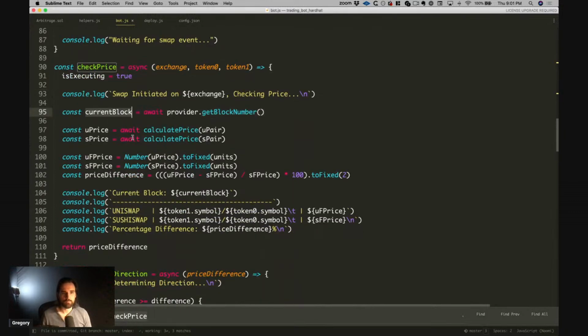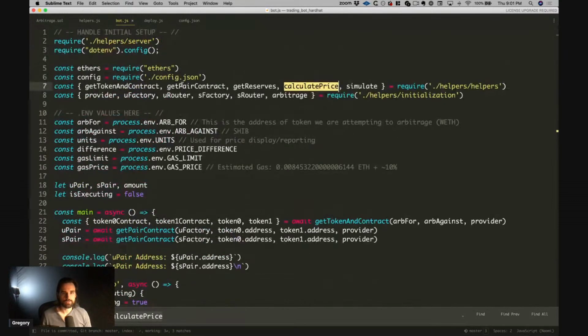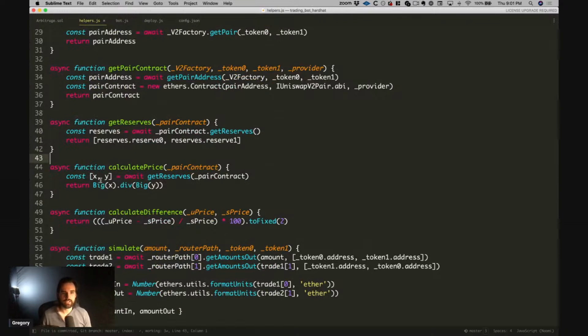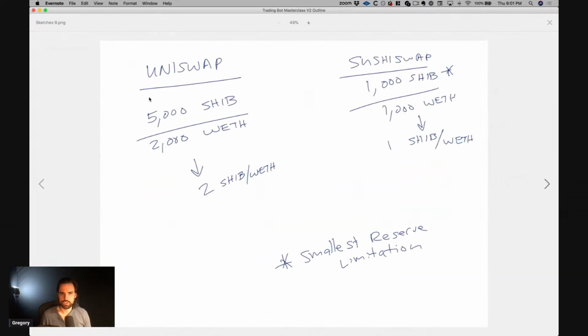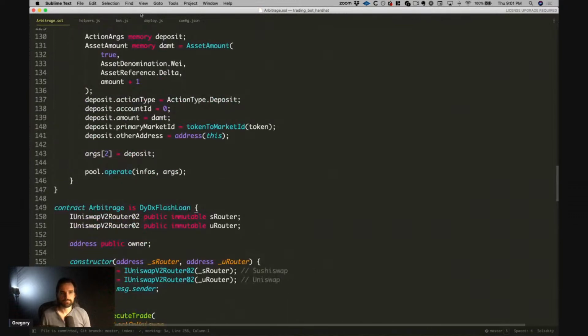And then basically we get the current block. We get the different prices. Calculate price does come from the helpers. All right. So basically we give you the pair contract, and it just divides the two tokens. Remember, you calculate price like this. You just divide the tokens in each reserve, and that will tell you the actual price itself, just like this. So that's what get reserves does. It fetches the balance of tokens in the reserves, and it divides them to give you the price. That's what check price does, okay?